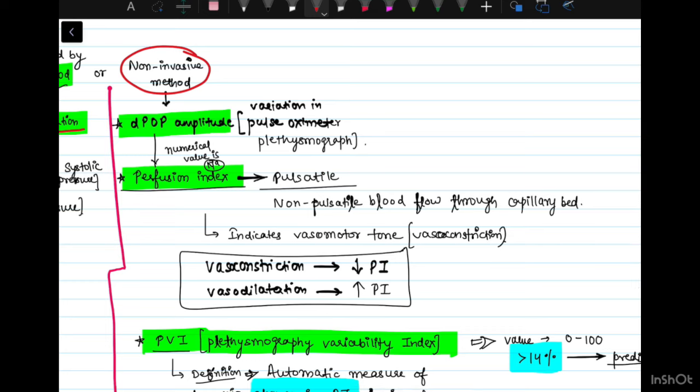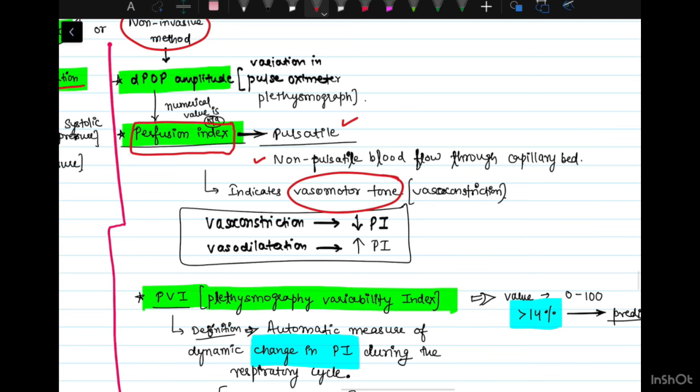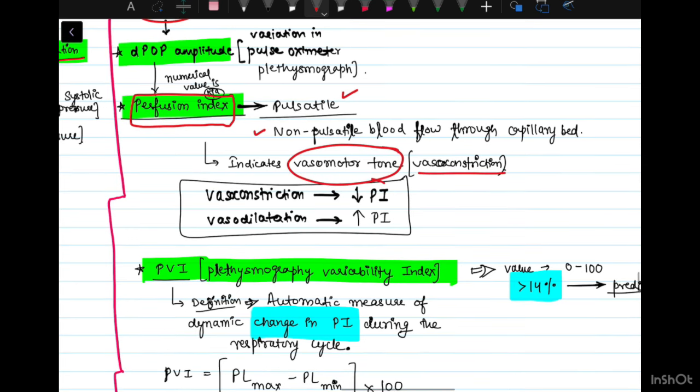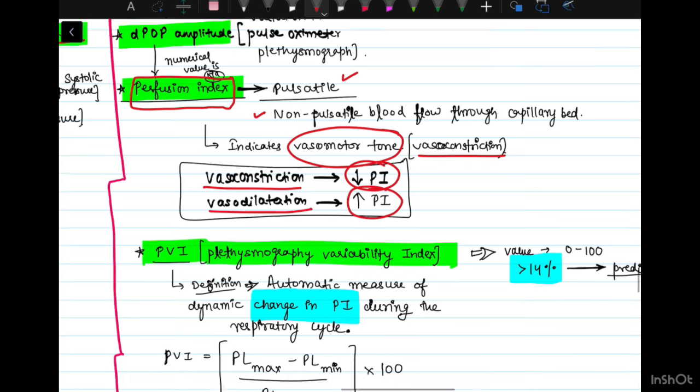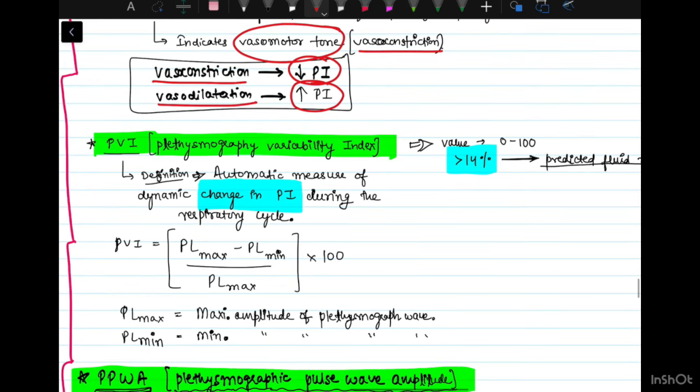People tried to find alternatives which are non-invasive. One of them is the pulse oximeter. Now in the pulse oximeter, we have already talked about the perfusion index. So the pulsatile versus the non-pulsatile component will tell you the vasomotor tone or the vasoconstriction. The lower the perfusion index, the more vasoconstriction; the higher the value of perfusion index, the more vasodilated the state.